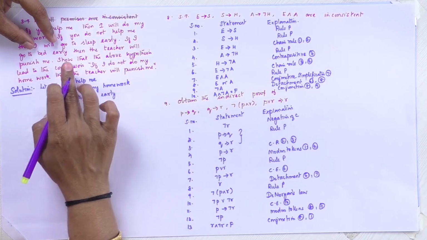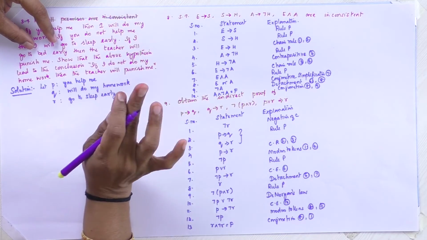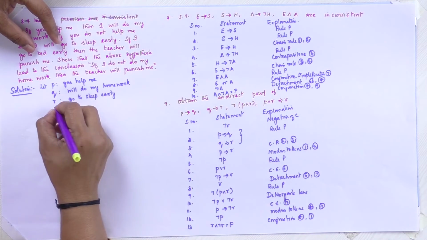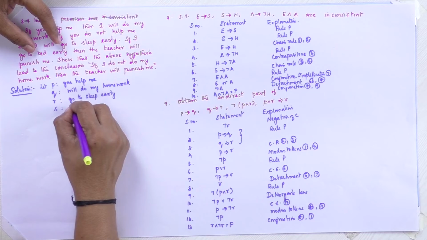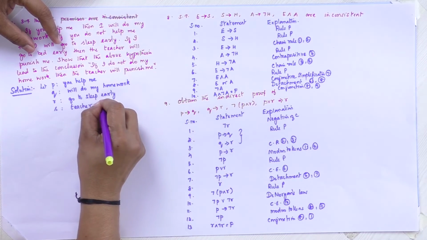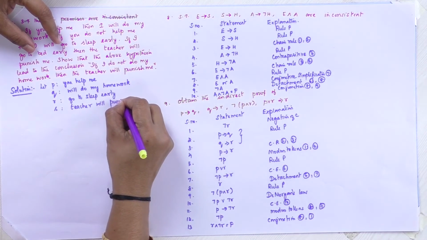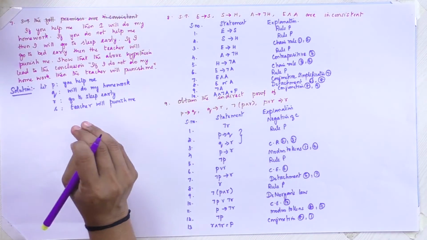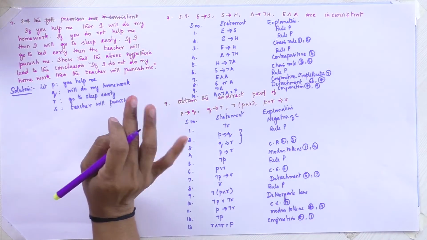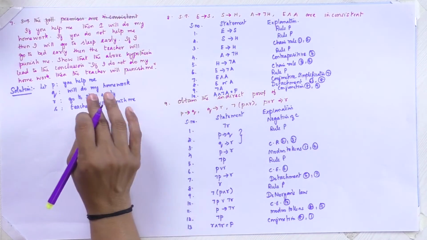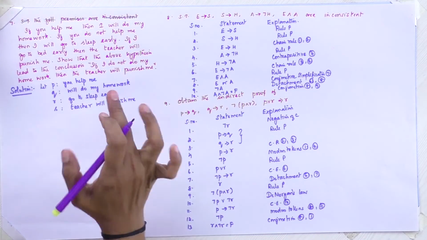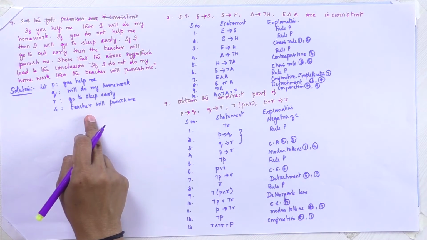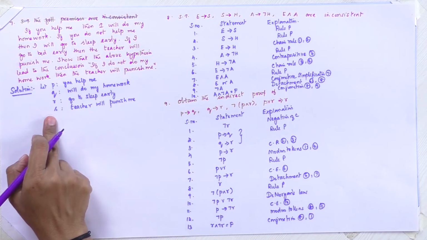Then if I go to bed early, then the teacher will punish me. So going to bed, it is already identified there, sleep early. So teacher will punish me, let it be S. Teacher will punish me. Show that the above hypothesis leads to the conclusion, if I do not do my homework, then the teacher will punish me. Do not do my homework, it is there. Teacher will punish me is also there. Okay, these are the 4 keywords we have identified. And after identifying the keywords, I have assigned the variables.